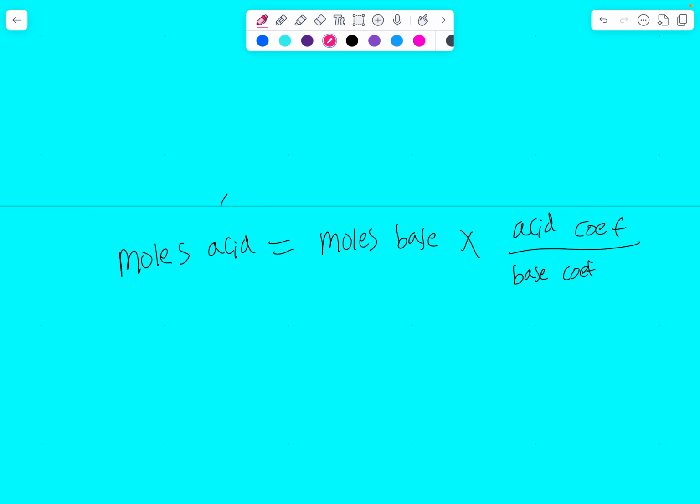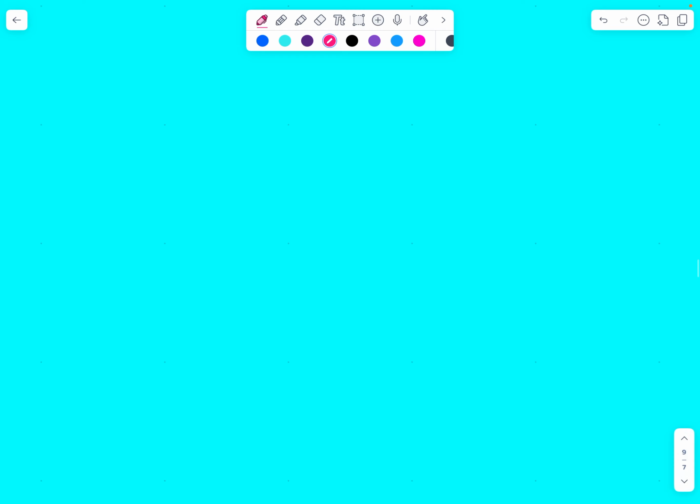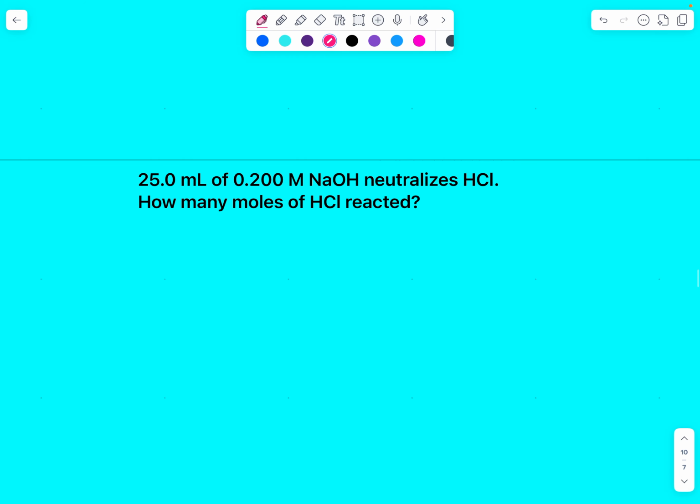Okay? Let's look at this one. Moles of acid equals moles base times acid coefficient divided by the base coefficient. So you got a practice problem here. 25.0 milliliters of 0.200 molarity NaOH neutralizes HCl. How many moles of HCl reacted, right?